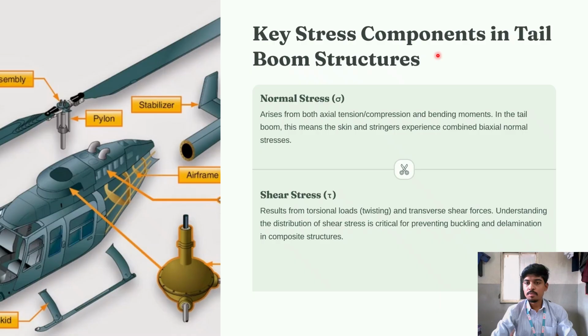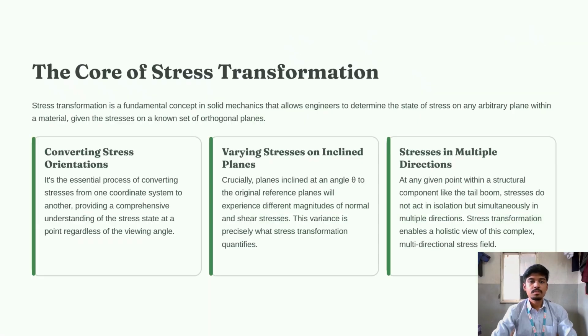Then, what are the key stress components in tail boom structures? First, normal stress. These arise from axial tension, compression, and bending moments. In the tail boom, this means the skin and stringers experience combined biaxial normal stresses. Then the second one is shear stress. These result from torsional load, which means twisting, and transverse shear forces. Understanding the distribution of shear stress is critical for preventing buckling and delamination in composite structures.